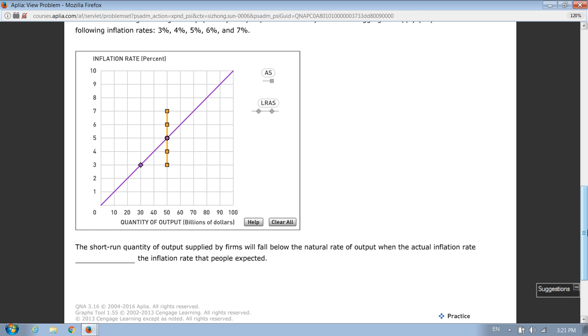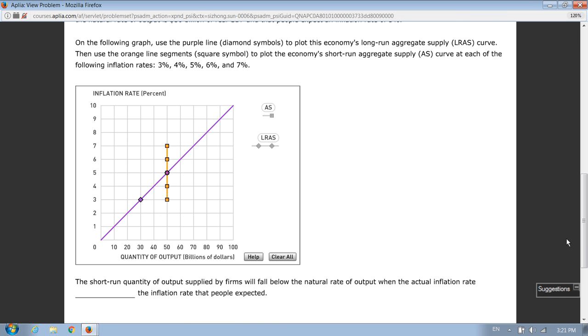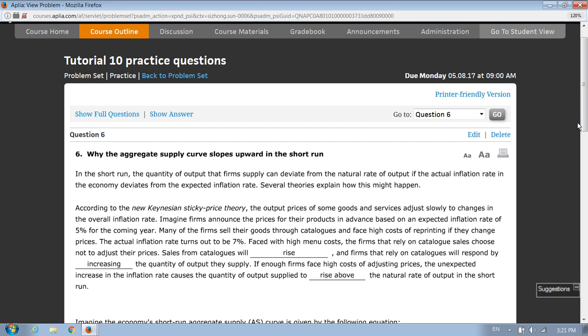The short-run quantity of output supplied by firms will fall below the natural rate of output when the actual inflation rate falls below the inflation rate that people expected. Okay, that's all about tutorial 10.